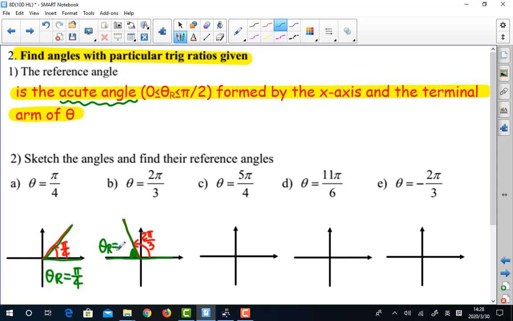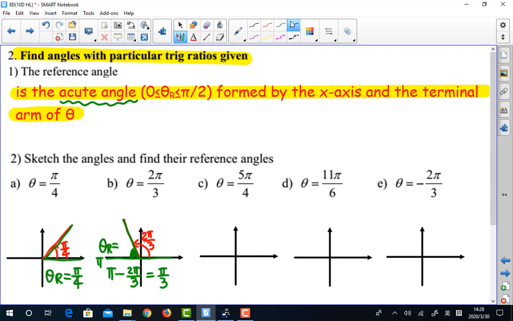So this reference angle should be pi over 3. How can we get to this pi over 3 mathematically? It's pi minus the rotation angle 2 pi over 3, which gives me pi over 3. Because I only need another pi over 3 to get this pi angle.